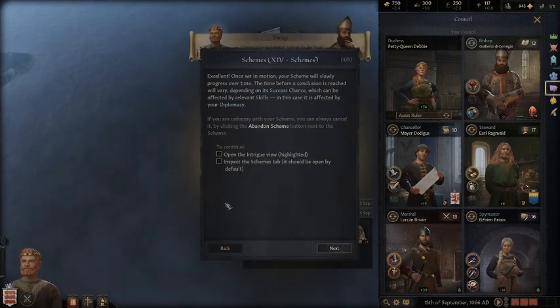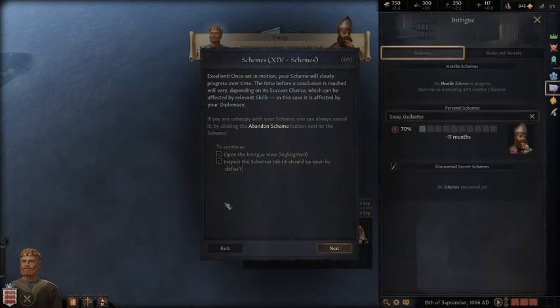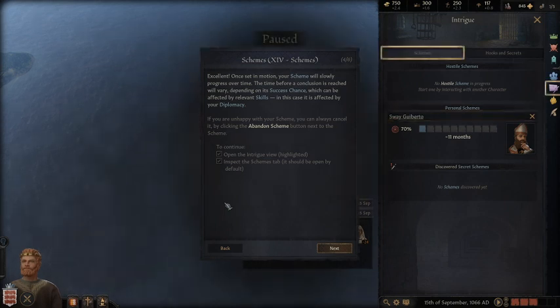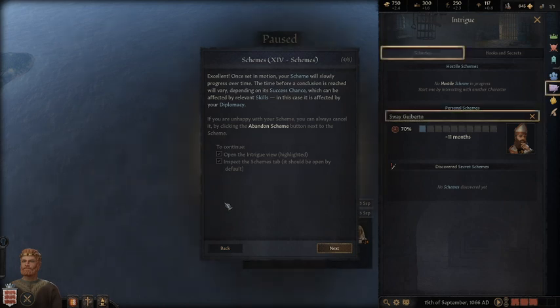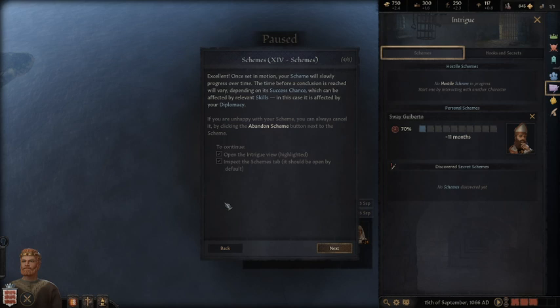Oops. So once in motion, your scheme will slowly progress over time. The time before a conclusion is reached will vary depending on the success chance, which can be affected by relevant skills. In this case, it is affected by your diplomacy. If you're unhappy with your scheme, you can always cancel it by clicking the abandon scheme button next to the scheme.